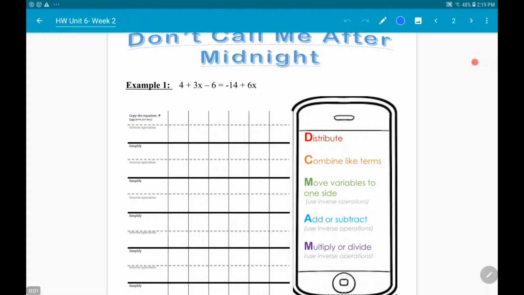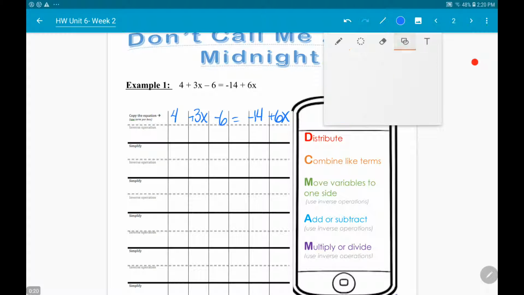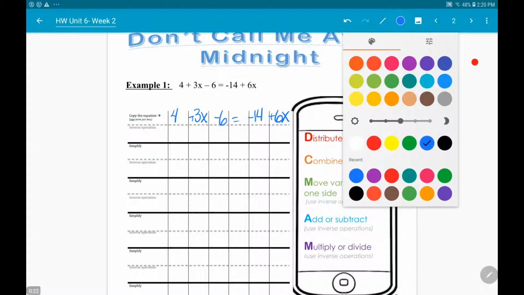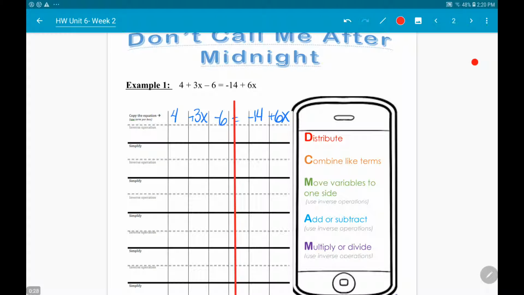Hi guys, so this video is on solving some more of what we were doing in class today. I'm going to start by writing in your equation. Okay, and I'm going to make a line for my equal. I'm going to put it in red so that we really pay attention to it because I noticed some of those mistakes happening in class today.